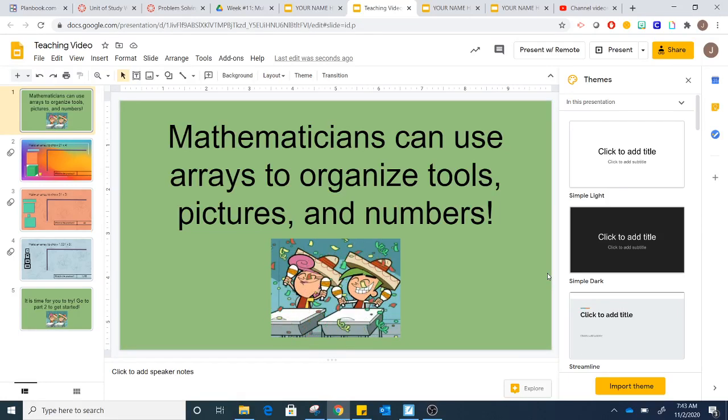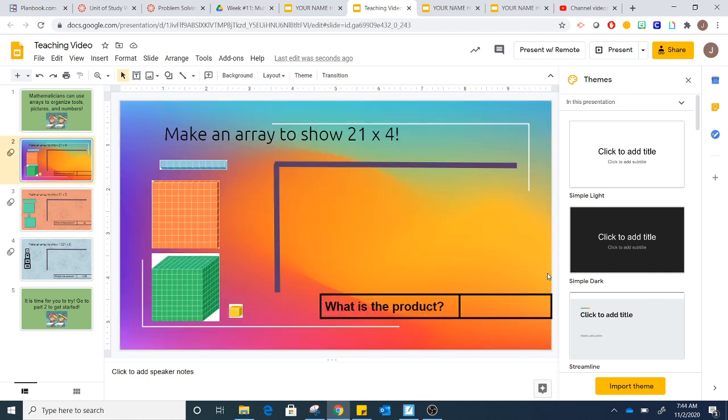Hello there, mathematicians. We are going to be practicing today what it looks like to organize tools into arrays to multiply. So many of you are used to making groups of numbers to solve for multiplication, but today we're going to learn how to make groups in an organized way in an array. So we're going to look first with tools here.